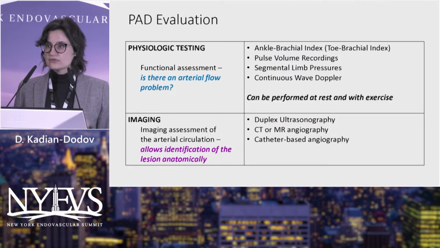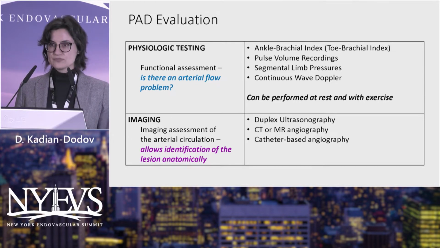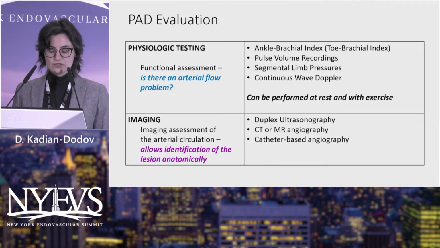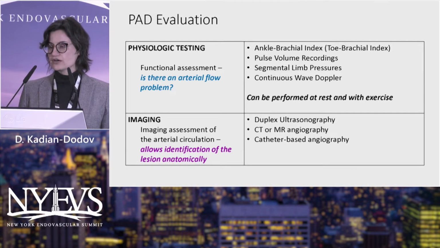So how do you evaluate the patient with PAD? There's really two arms. There's physiologic testing, which is a functional assessment, and it's going to tell you if there's an arterial flow problem. And for that, we've got our ABI, pulse volume recording, segmental pressures, and continuous wave Doppler. And this can be performed at rest and with exercise, which is going to be really useful. And then imaging, which allows us to actually see the lesion anatomically. And for that, we can use duplex, CT, MR angiography, or catheter-based angiography.